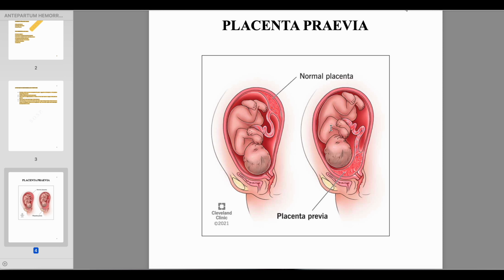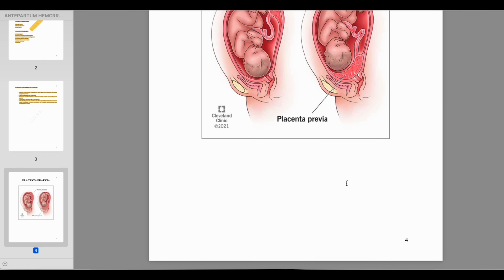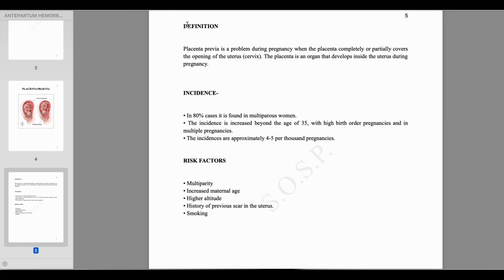As you can see in this picture, this is the placental implantation, and the placenta is implanted in the upper segment of the uterus, that is normal placental implantation. But in the condition of placenta previa, the placenta is implanted in the lower segment of the uterus. So this is the condition we are going to discuss. Let's get started with the definition of placenta previa.